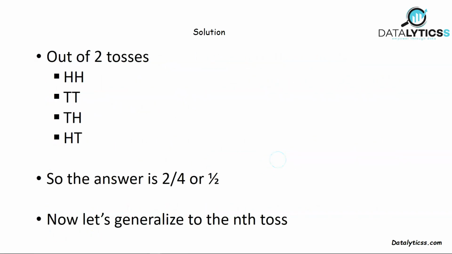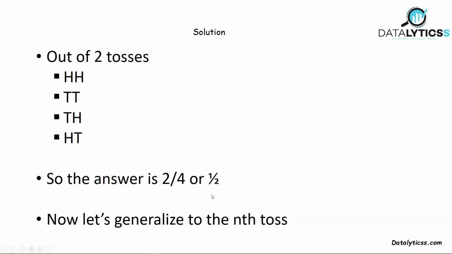Out of two tosses, there are only four outcomes. Your first toss is head, second toss is head, so it's head head. First toss is a tail, second toss is a tail, so you get tail tail. Or first toss you get a tail, second toss a head, you get tail head, and the last one you might get a head and then a tail. So there's 2 out of 4 times that you can get either 2 heads or 2 tails. So the answer is half.